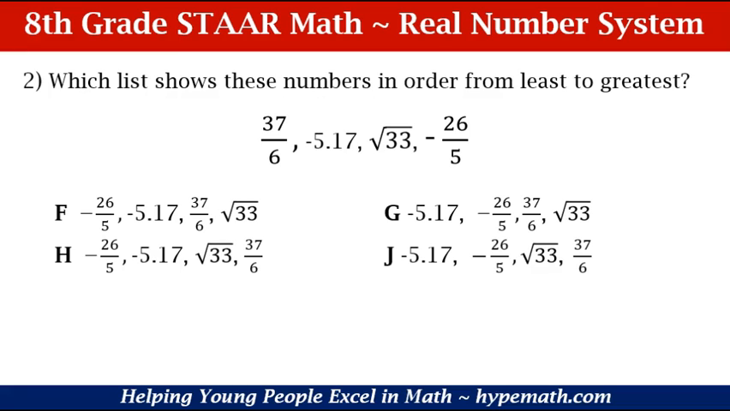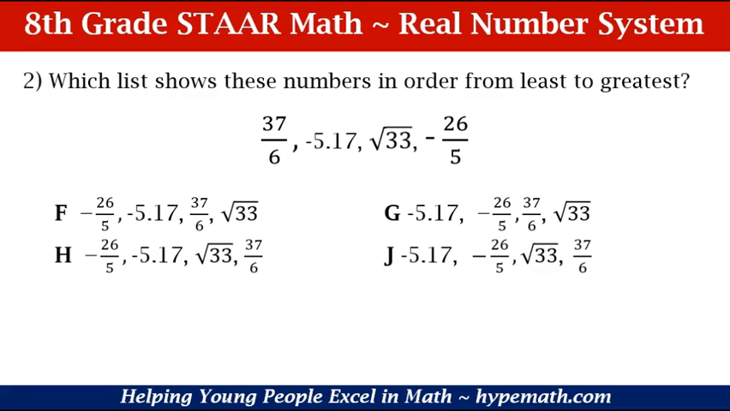Question number 2 says, which list shows these numbers in order from least to greatest? We have a fraction, 37 over 6, negative 5.17, the square root of 33, and another fraction, negative 26 over 5. For answer choice A, the list from least to greatest is negative 26 over 5, negative 5.17, 37 over 6, the square root of 33.